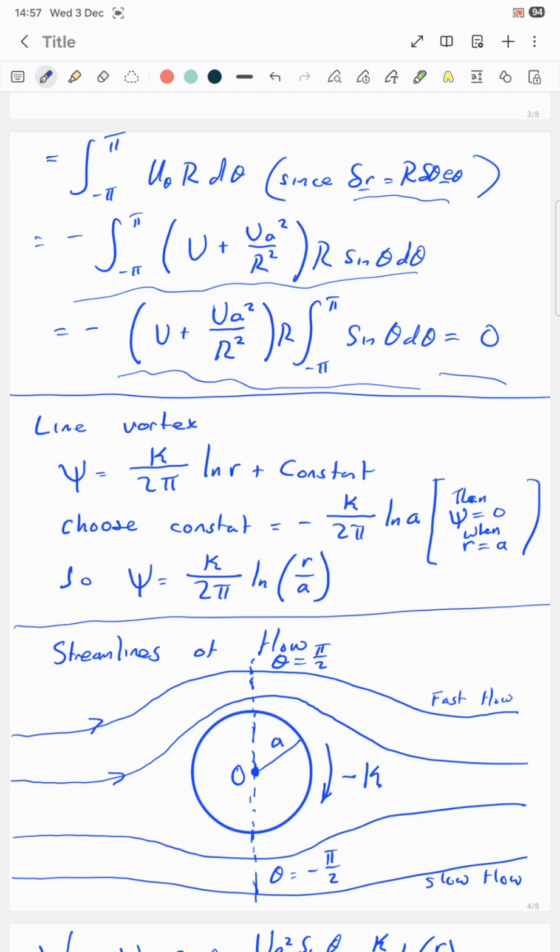and that's the case of vorticity around a cylinder. Now a line vortex is this: psi equals kappa over 2 pi ln r plus some constant. So if we choose the constant to equal this, then for psi equals 0 when r equals a, we will get this as our function.